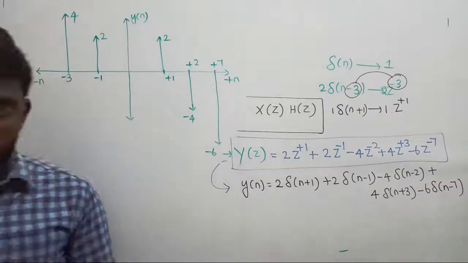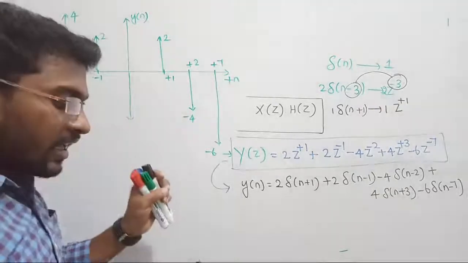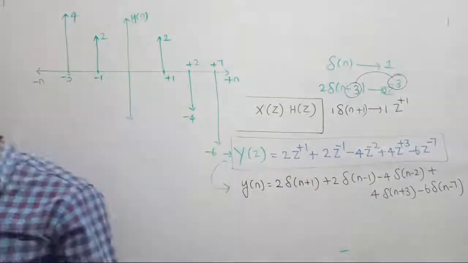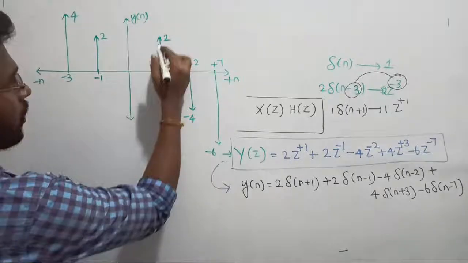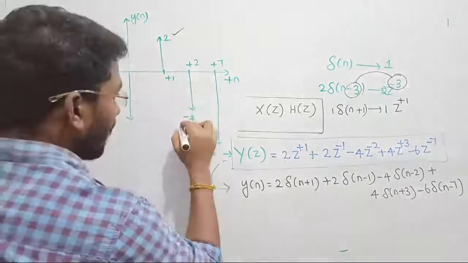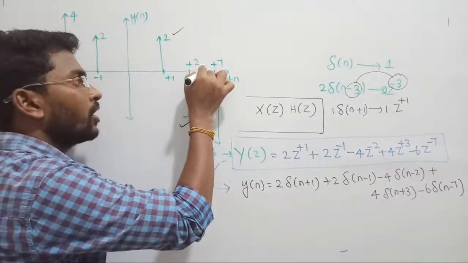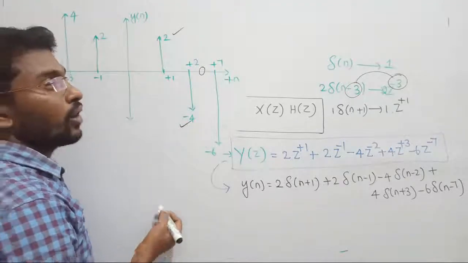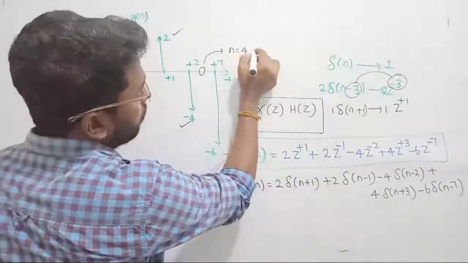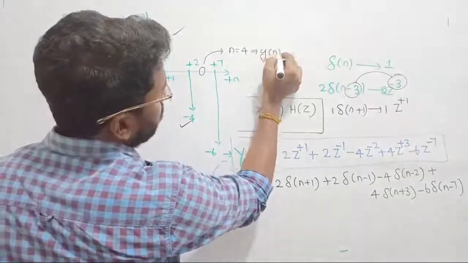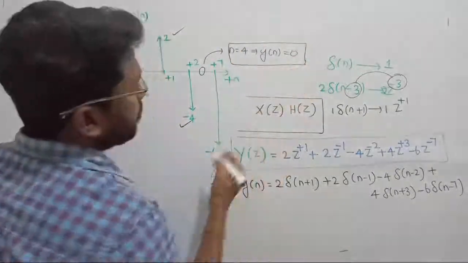Now let us estimate. The function is this, this is the output. Now the question is, at n equal to 4, what is the answer? Can you please tell me the answer? At n equal to 1, I have some value. At n equal to 2, I have some value. This is n equal to 4. At n equal to 4, the answer is y of n equal to 0, because we have nothing. That's all.